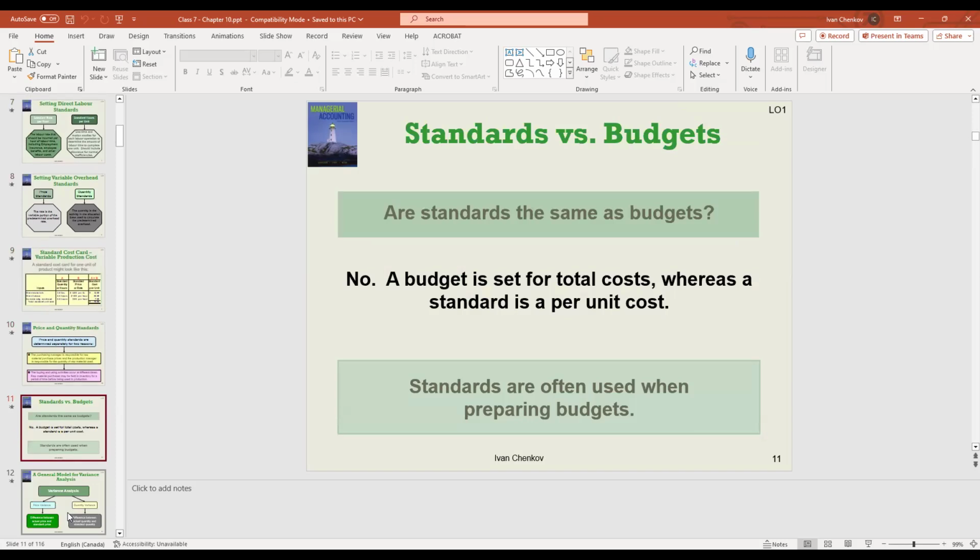Is the standard same as a budget? No, it's not. Budget is for the total cost, where the standard is for 1 unit. However, can we use the standard when we're preparing the budget? Absolutely. Yes, we can.